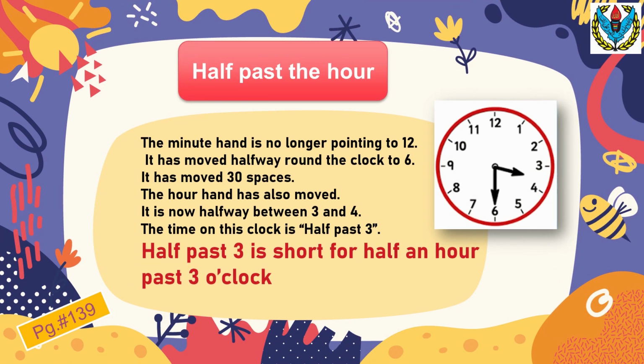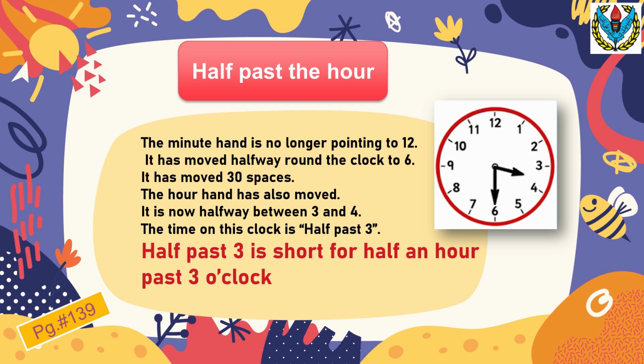Half past the hour. Students, look at this clock. In this clock, the long hand is not on 12. Now at this time, the long hand is on 6. The minute hand is no longer pointing to 12. It has moved halfway round the clock to 6. It has moved 30 spaces.